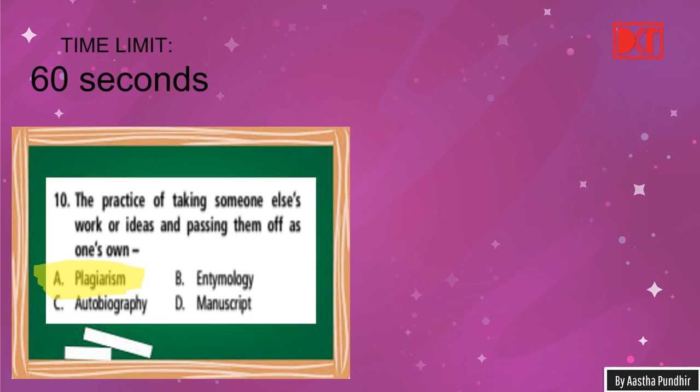Now thus we have entomology. Entomology is the study of insects. Autobiography is your own life story that you write on your own. Manuscript, I'm pretty sure you must have read about it in history.